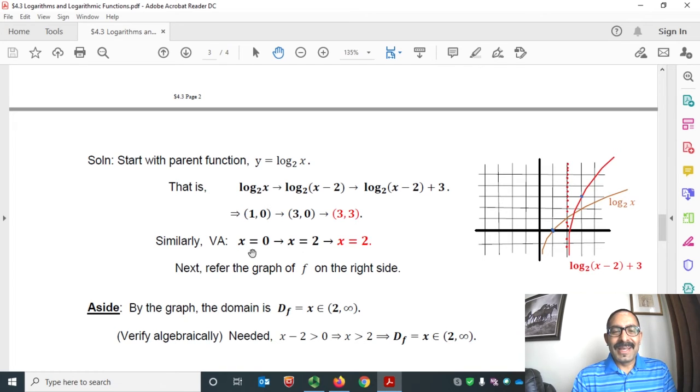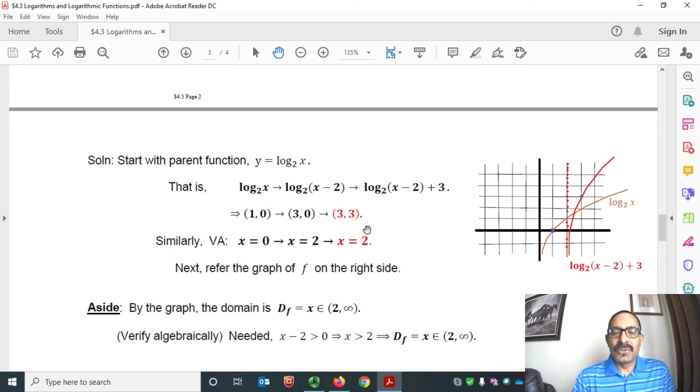Similarly, the vertical asymptote. The vertical asymptote for the parent function's graph is x equals 0, which is the y-axis. In our first transformation, we shifted the graph 2 units to the right. So that means our VA also shifted from x equals 0 to x equals 2. And then in our final transformation, we shifted the graph 3 units up. That means our vertical asymptote remains as it is. I hope this makes sense to you all.